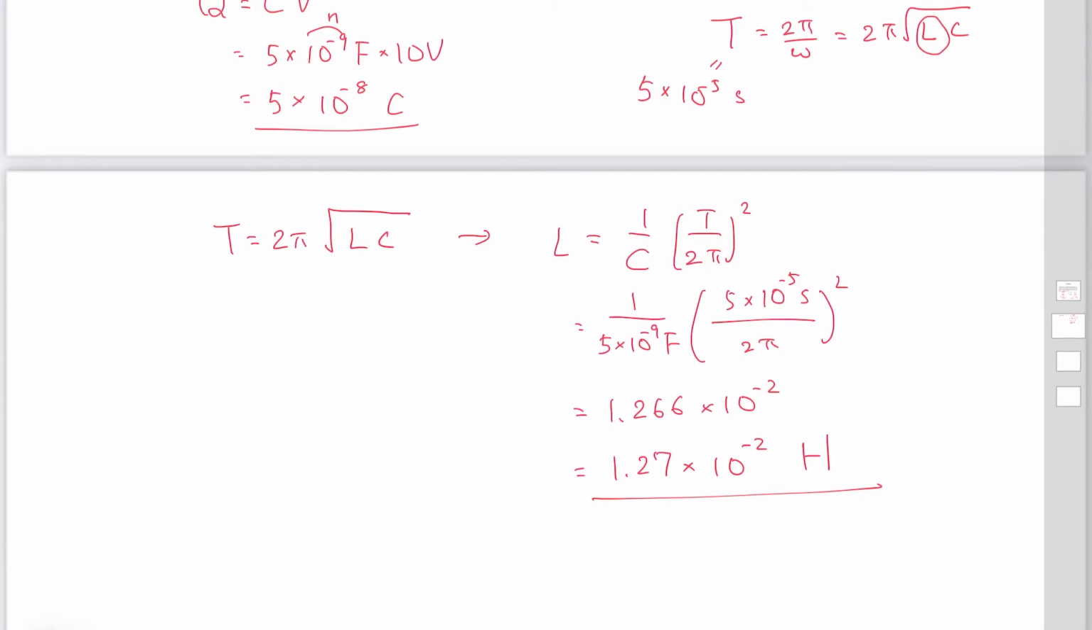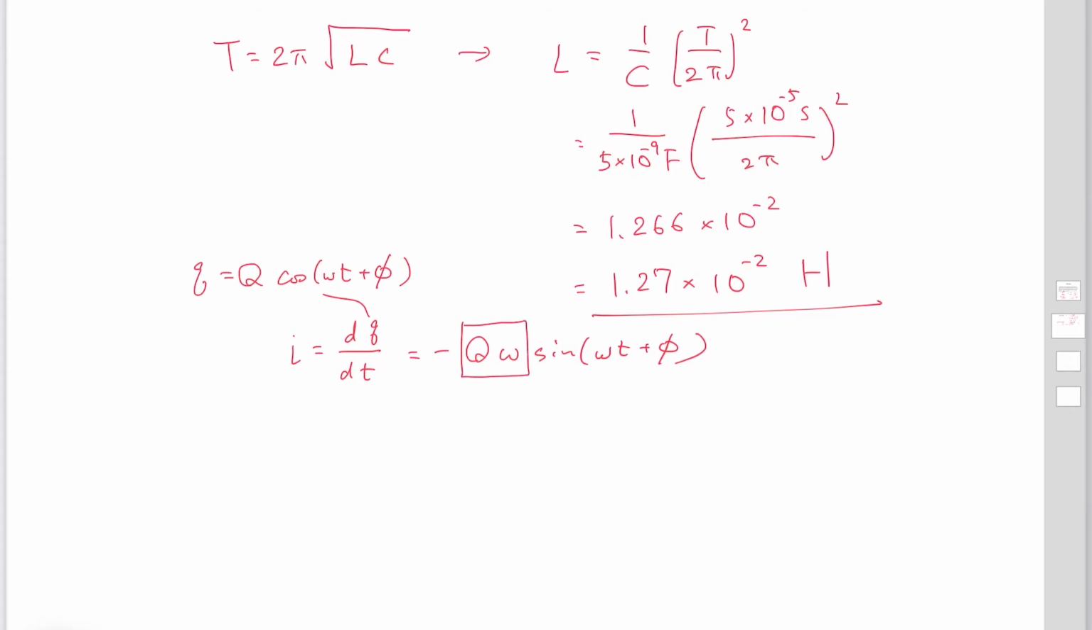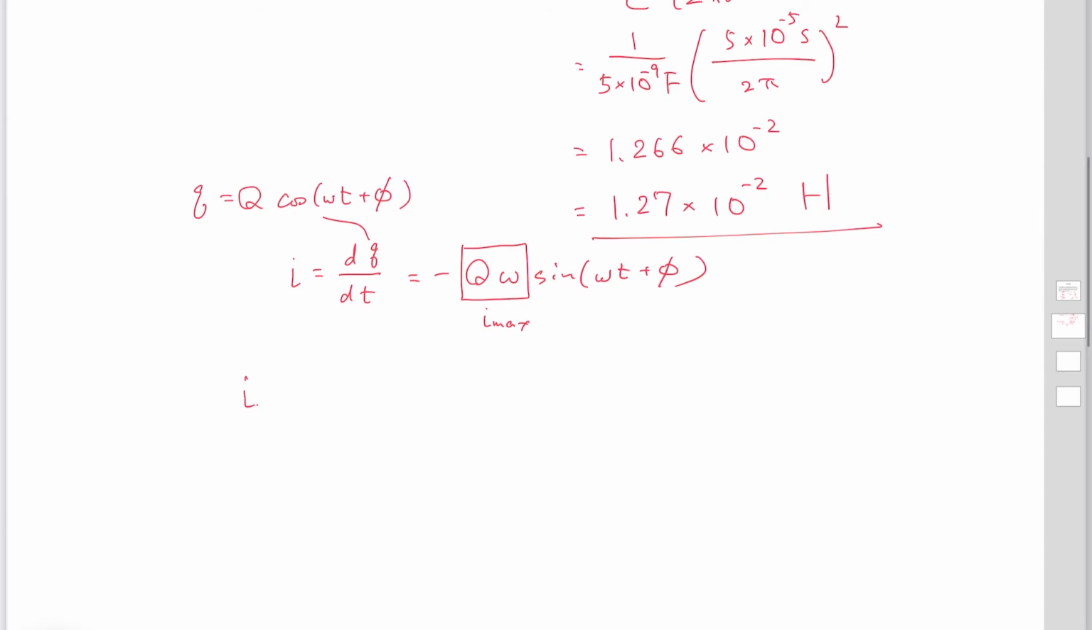The maximum current of the circuit can be calculated. I is the derivative of Q with respect to time. As Q, we derive Q equals Q cosine of omega t plus phi. It becomes minus Q omega sine of omega t plus phi. So the maximum current is given by Q omega. This is I max. So the maximum current is equal to Q omega.